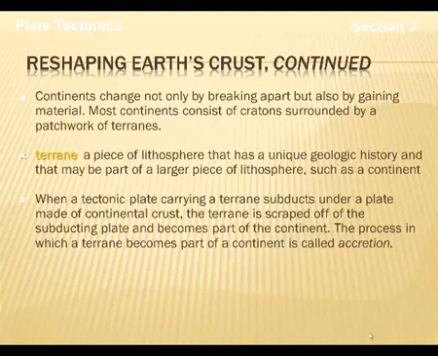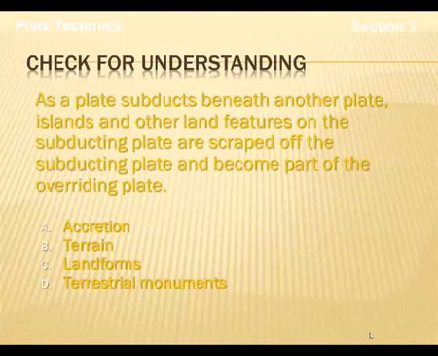The process in which a terrain becomes part of a continent is called accretion. So as one terrain is scraped off by an overriding plate, that terrain that gets scraped off and added to the overriding plate, that process is called accretion. So as a plate subducts beneath another plate, islands and other land features on the subducting plate are scraped off and they become part of the overriding plate.